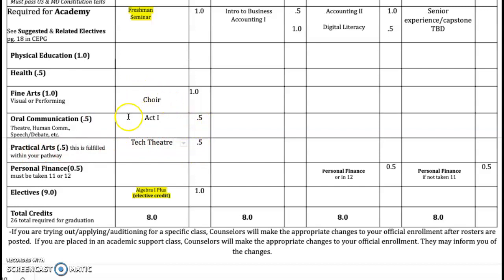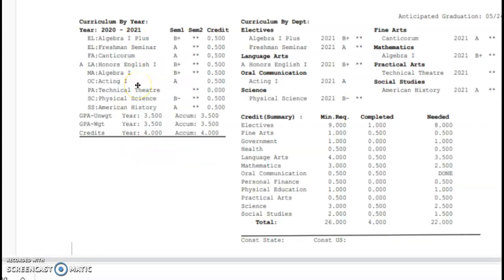Now how do you know where yours fits? Let's review and look at the transcript. So remember the transcript over here. Here's acting 1, and OC stands for oral communication, and it's listed over here. There's my technical theater, and it's a PA or a practical arts. So if you're confused about where to put those credits on your ICAP, go back and look at your transcript either here or here, and it'll help you.